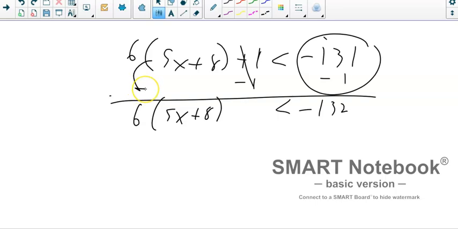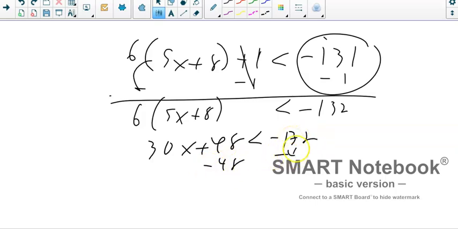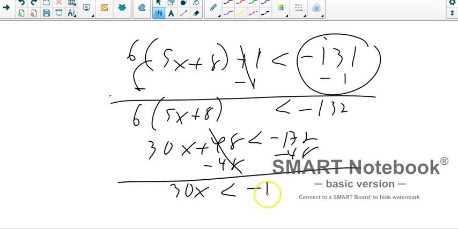Some people going from here to here might distribute the 6 through right away. That's up to you. 30x plus 48 less than negative 132. I'm going to subtract 48 from both sides. And that's going to give me 30x is less than negative 160. Or 180, let's go with that one. That sounds better. And then we divide by 30. We get x is less than negative 6. And again, I could plug that in here and check it, and it would work out. It would be a number less than negative 131. All right?